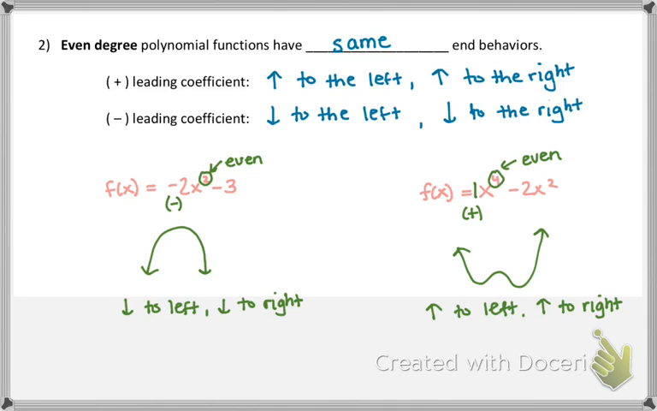Okay, so if I give you a function, even if you don't know what it looks like, say f of x equals negative 3x to the 12th power, you see that the 12th power is even, so they're both going to point the same direction. And the leading coefficient is negative 3, so they're both going to point down. So without knowing exactly what the graph looks like, you can still describe what happens as my graph approaches the left side and as my graph approaches the right side.